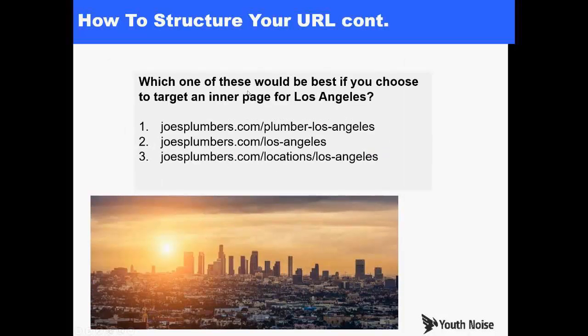Which of these would be best if you chose to target an inner page for Los Angeles? I'd like to hear some guesses in terms of which one you think joesplumbers.com should elect to do. Should it be number one, where it's the keyword dash the city? Should he leave the keyword out of the page URL and just stick with Los Angeles? Or should he try to make an organized site here that says joesplumbers.com/locations/Los Angeles? Which one do you think he should do to get the easiest amount of rankings? Yep. In my situation, what I would suggest doing is actually joesplumbers.com/Los Angeles.